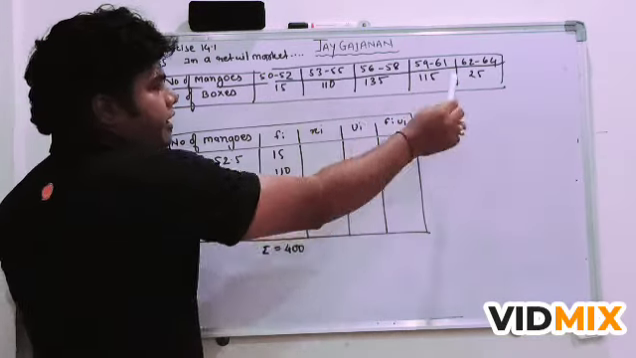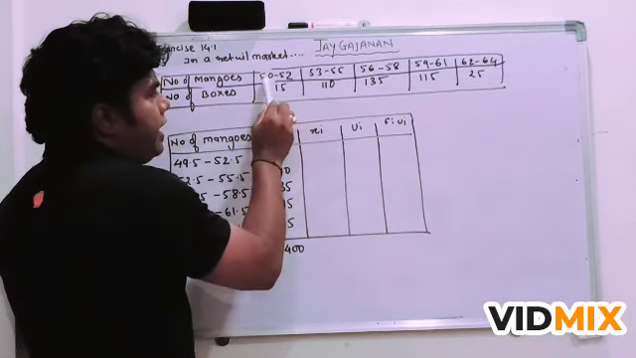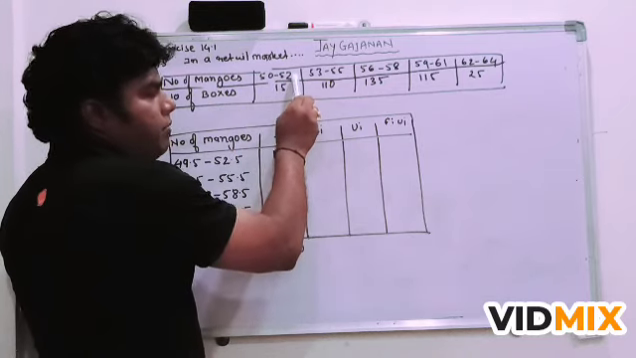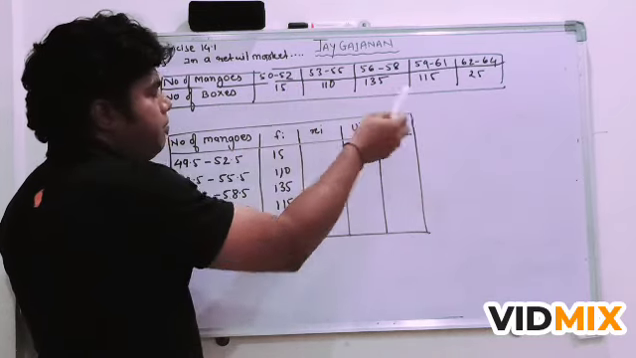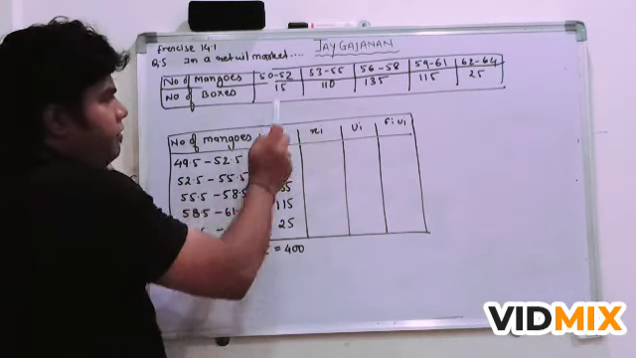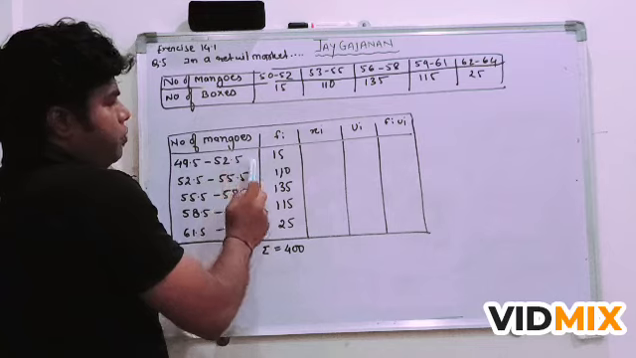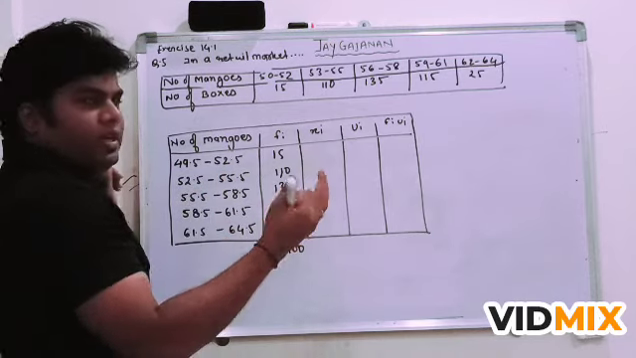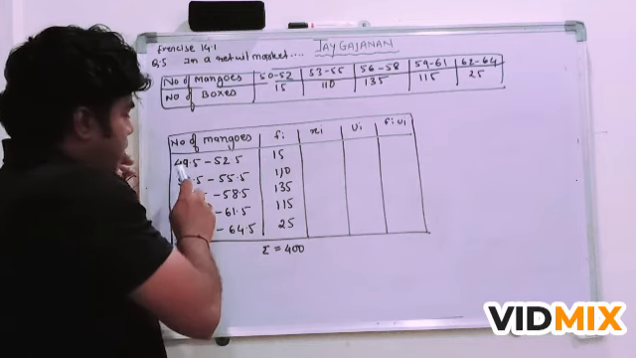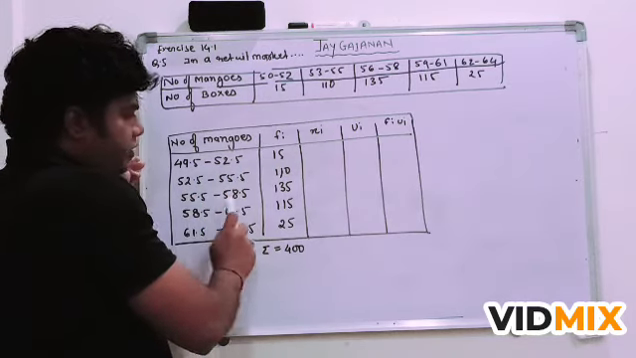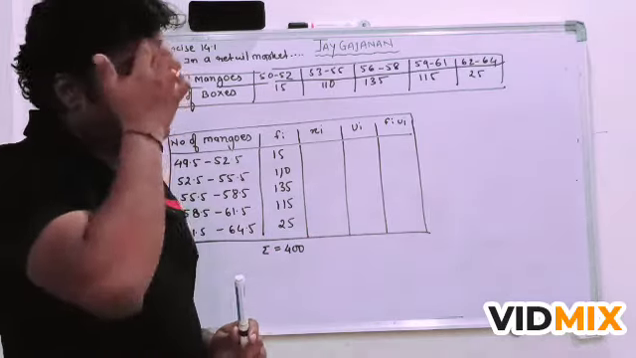To make it continuous, I have subtracted 0.5 from the lower class limit and added 0.5 to the upper class limit. This was 50 minus 0.5, 49.5, and 52 plus 0.5, 52.5. In that way, it becomes a continuous form. You have learned this in 9th standard also. 49.5 to 52.5, 52.5 to 55, and so on. In this way, we have done it.